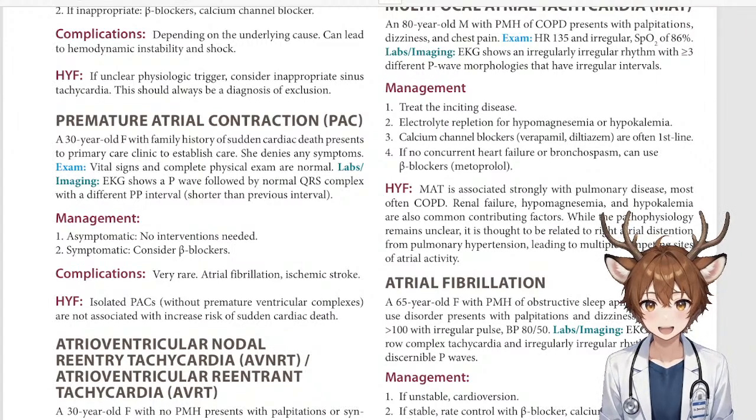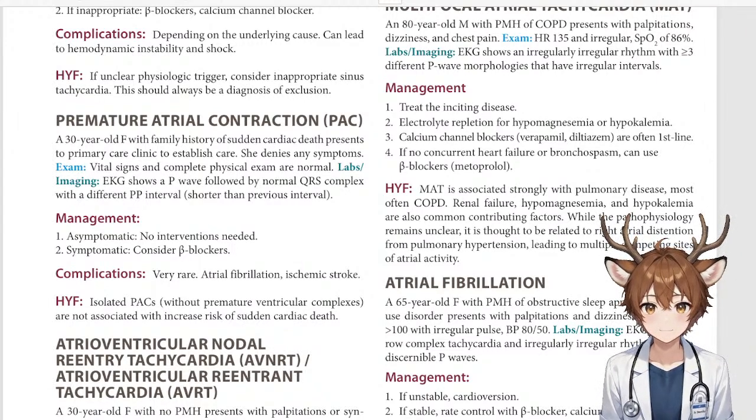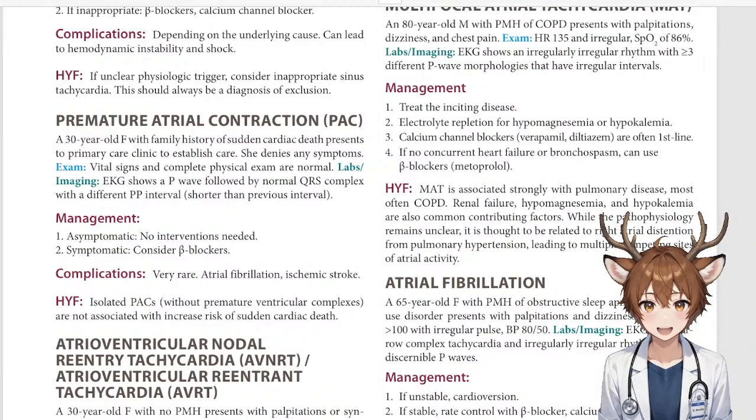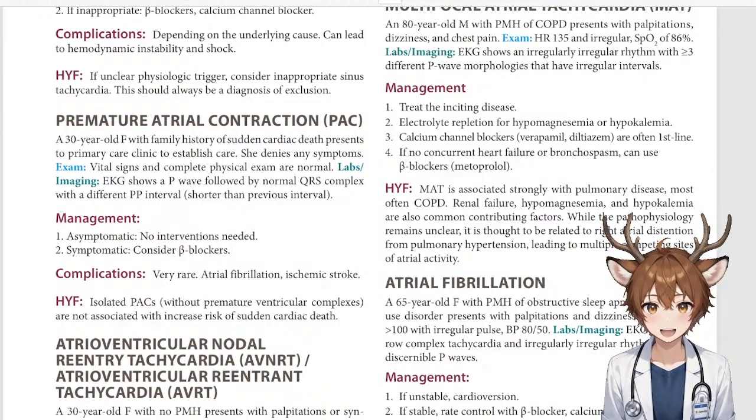Complications, very rare, AFib, ischemic stroke. High yield fact, isolated premature atrial contractions without premature ventricular complexes are not associated with increased risk of sudden cardiac death.